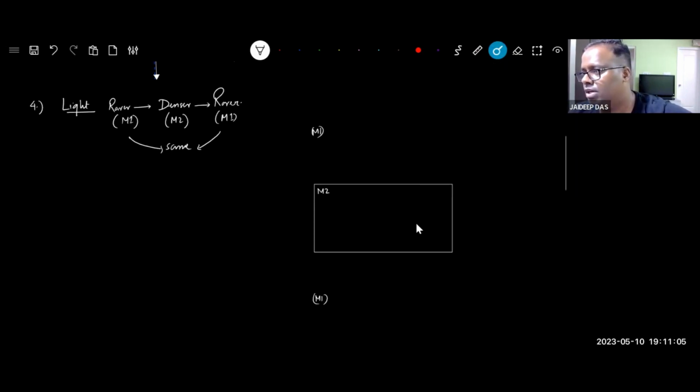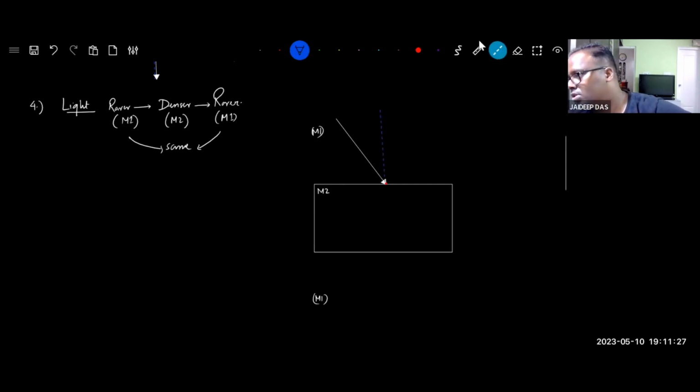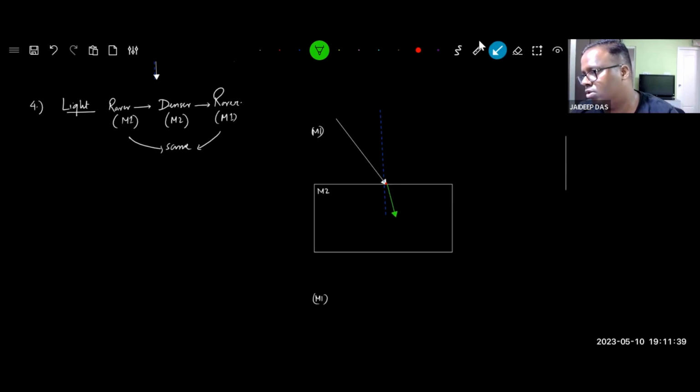So the ray of light comes in this way. You can make it in any way that you want. This is my point of incidence. Draw the normal at the point of incidence. So the normal at the point of incidence would be like this. After that, we need to make our refracted ray, the first refracted ray. So let's make it through this. The first refracted ray will bend towards the normal.